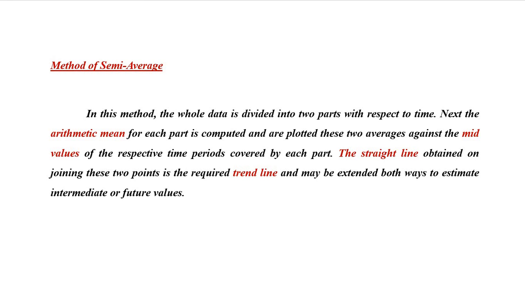The next method is the method of semi-average. In this method, the whole data is divided into two parts with respect to time. Next, the arithmetic mean for each part is computed, and these two averages are plotted against the mean values of the respective time periods covered by each part. The straight line obtained on joining these two points is the required trend line, and it may be extended both ways to estimate intermediate or future values.